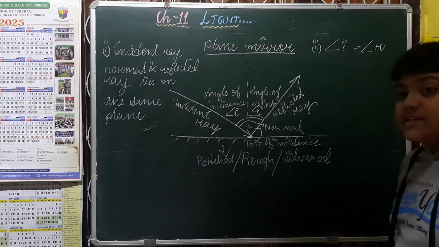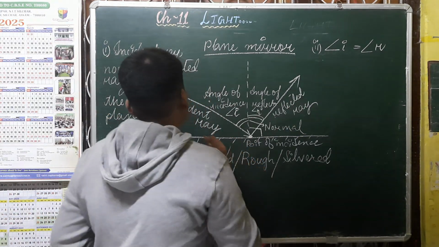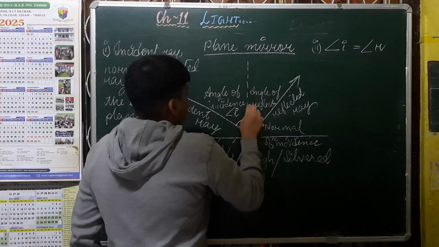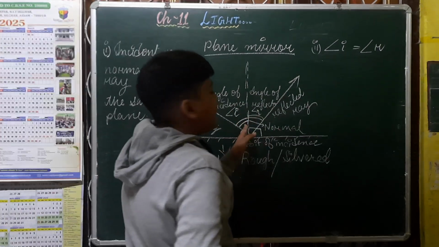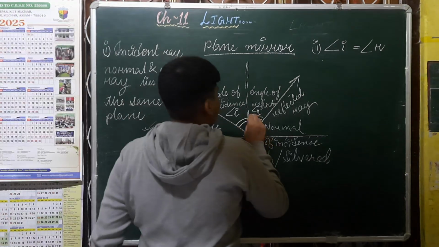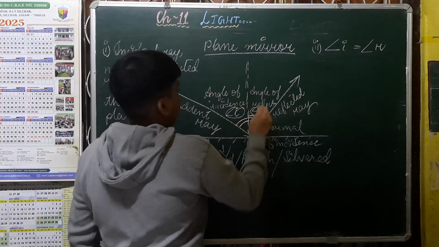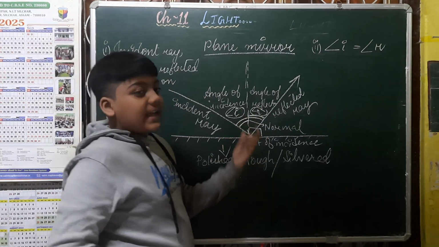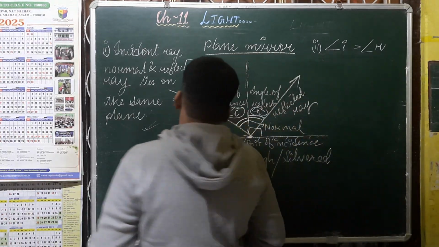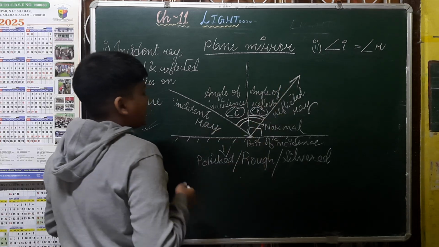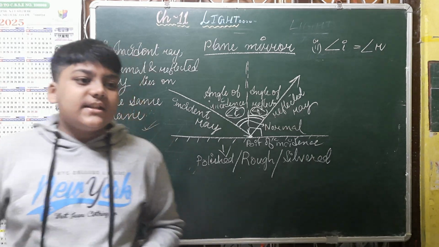Now the angle of incidence is always equal to the angle of reflection. This is the normal, this is the angle of incidence, and this will be the angle of reflection, and the angle of incidence will always be equal to the angle of reflection. Means the angle formed between the incident ray and the normal will be equal to the angle formed between the normal and the reflected ray. So these are the laws of reflection.